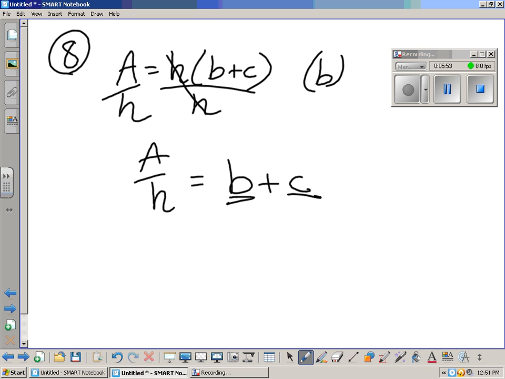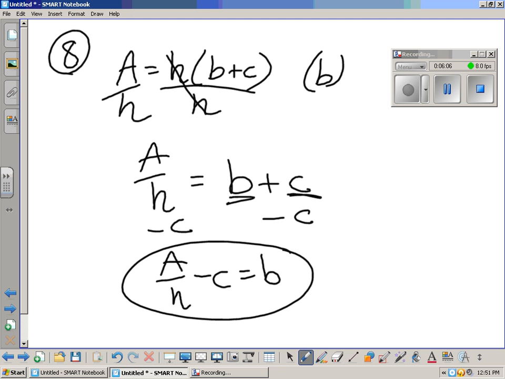And then b and c are separated by addition, so I need to use addition or subtraction to move c to the other side. Since it's a positive c, I'm going to subtract c from both sides to get b alone. Final answer.